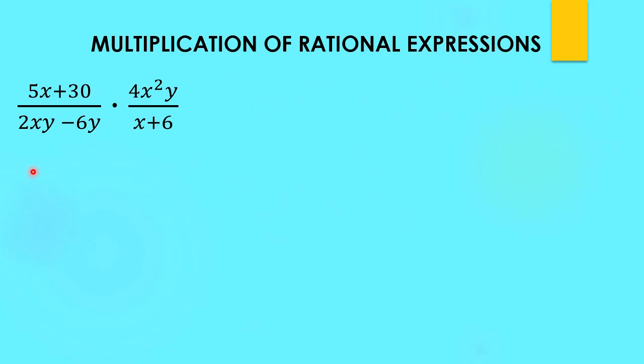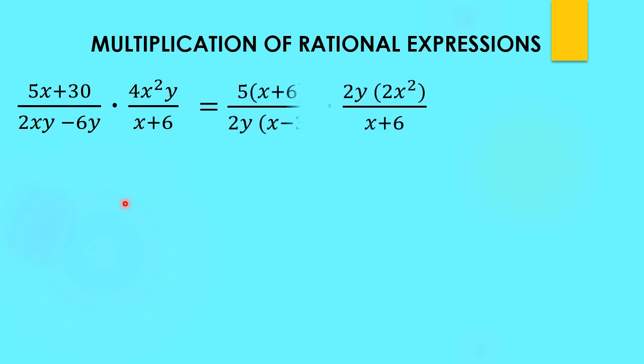Next, I have here another one. 5x plus 30 over 2xy minus 6y times 4x squared y over x plus 6. So to multiply these two rational expressions, again, we will follow the steps in multiplying two fractions. So that is numerator to numerator, then denominator to denominator. So first, let us factor 5x plus 30. We can factor this one as 5 open and close parenthesis x plus 6.